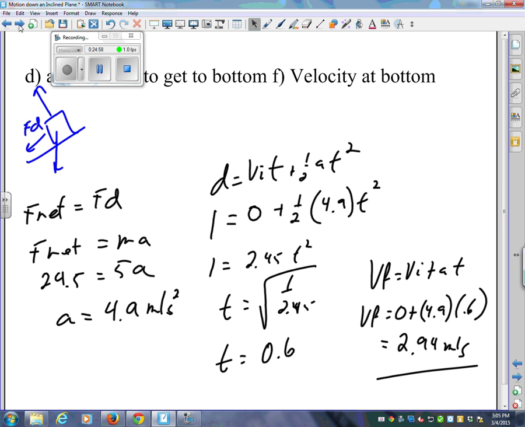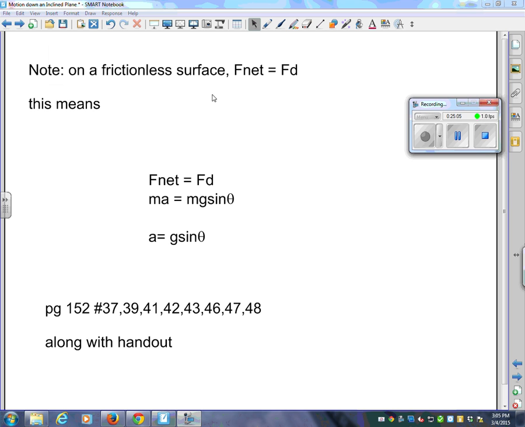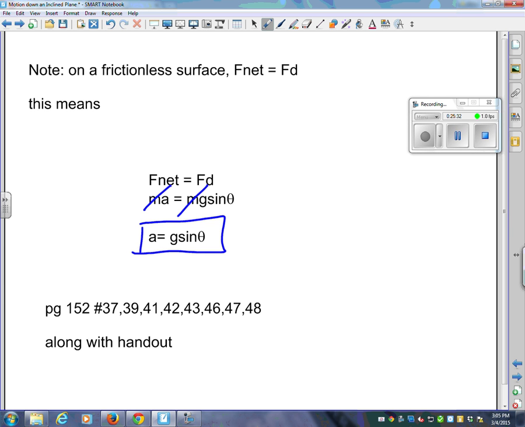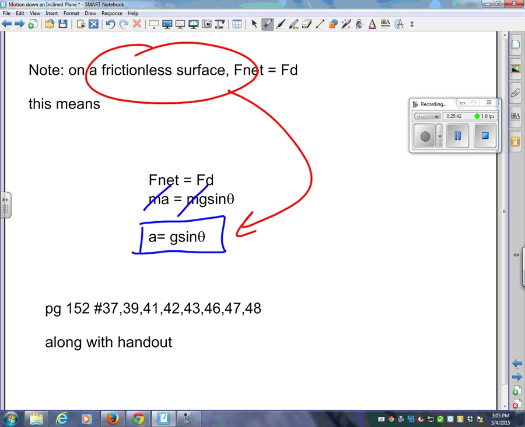Okay, a couple of parting comments here, and then I'll give you some questions to work on. Note that on a frictionless surface, the net force is equal to FD. This means F net is equal to MA. FD is equal to mg sine theta. So on a frictionless surface, the mass doesn't matter, and the acceleration is equal to g sine theta. Just write down that formula. But this is only true on a frictionless surface.